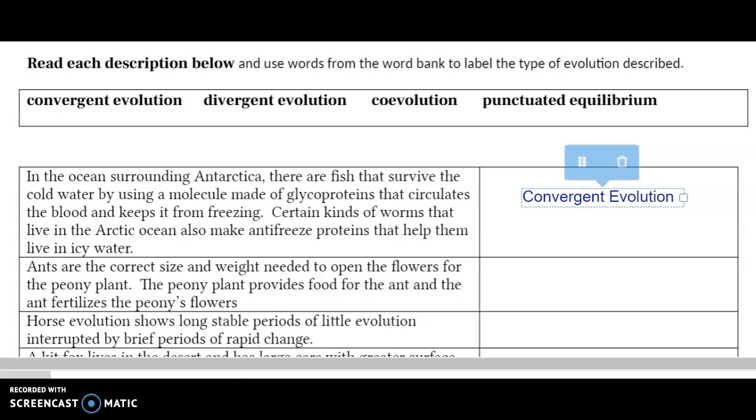The next one says ants that are the correct size and weight needed to open the flower for the peony plant. The peony plant provides food for the ant, and the ant fertilizes the peony flower. Okay, so they are adapting together. It's just the right size to open those peonies. So the peonies are adapted to be the ones that open with that size. The ants have adapted over time to become mostly a population of ants that are that correct size. So that would be coevolution. They've adapted and evolved together.